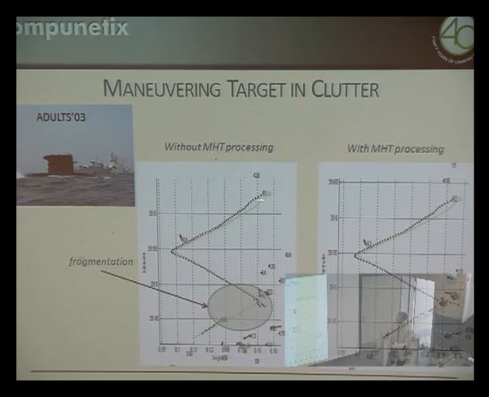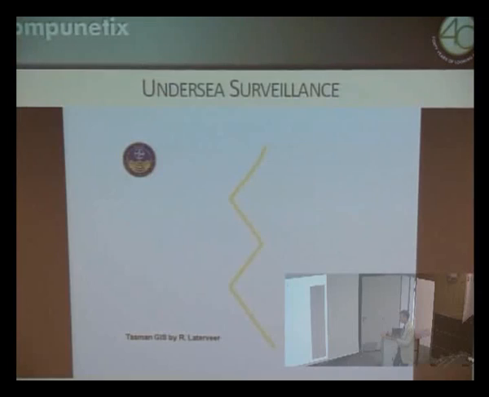Here's an example from a sea trial from a number of years ago, with the Dutch submarine, where we see that without multi-hypothesis tracking, this tends to happen: when the target is maneuvering in a region of heavy clutter, we lose the target. If we do use multi-hypothesis tracking, we're better able to maintain track continuity and to distinguish between the target and the stationary clutter track.